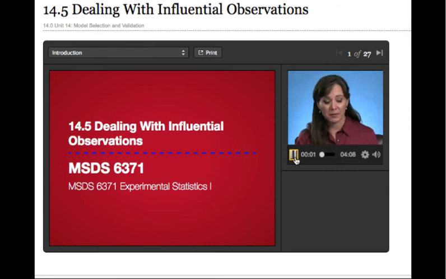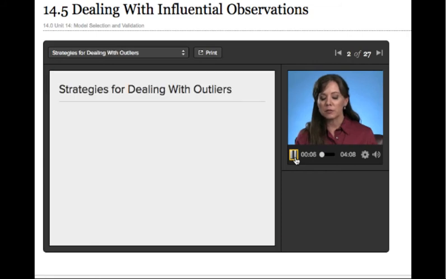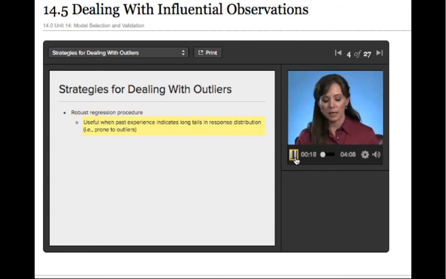I've said this several times already, but least squares is not resistant to outliers. But there are a few strategies for dealing with outliers, and this is what I want to outline. One of the ways we can deal with outliers is to use a robust regression procedure. And that is useful when past experience indicates that the response distribution tends to have long tails. In other words, it's prone to outliers. Therefore, any kind of remedies we might do on the data set and trying to run least squares would still give us outliers and give us parameter estimates that were not valid.